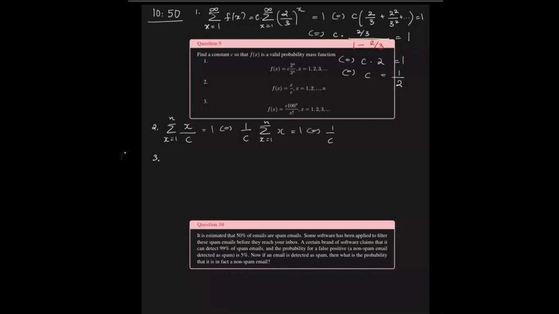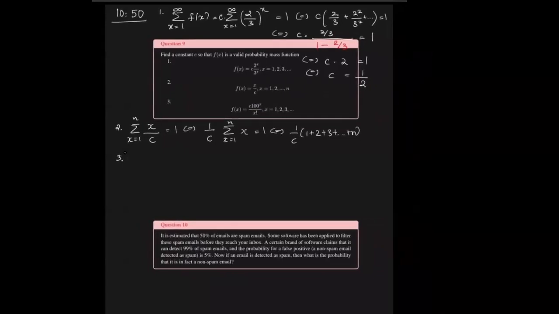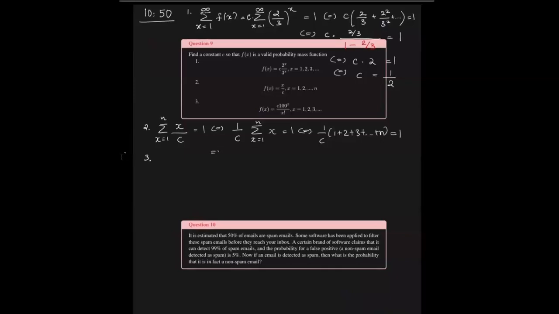If you expand the series out, you will have 1 plus 2 plus 3 up to n. And you should realize this is an arithmetic series. The difference between every term is the same. And if we use the formula, the summation of these is n times n plus 1 divided by 2.